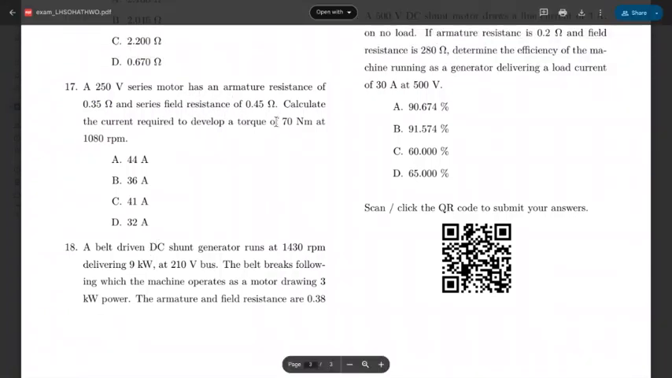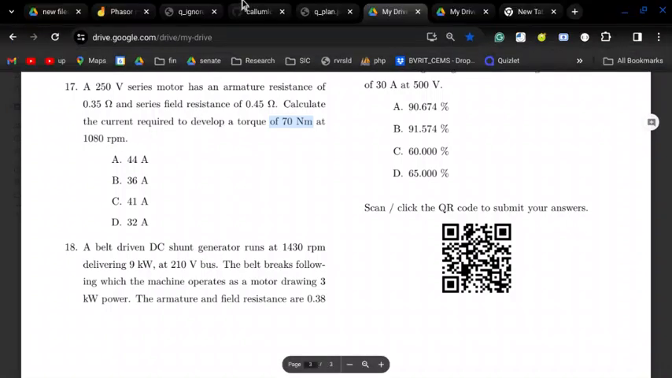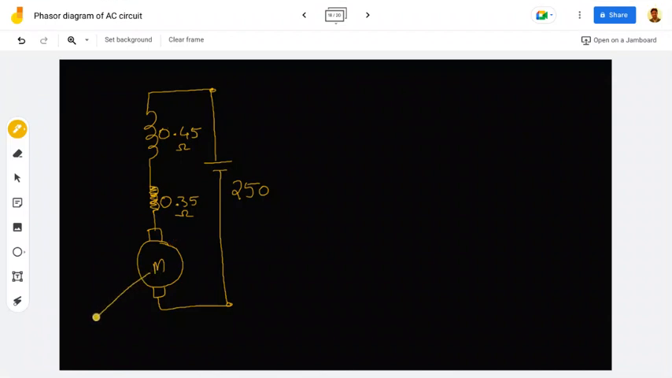Current required to develop torque of 70 Newton meters at 1800 rpm. So the motor output is mechanical. So torque is 70 Newton meters, and sorry, N should be capital. And speed of 1080 RPM. Okay. So this is the given data. The question is find what is the current. So let us try to find that.